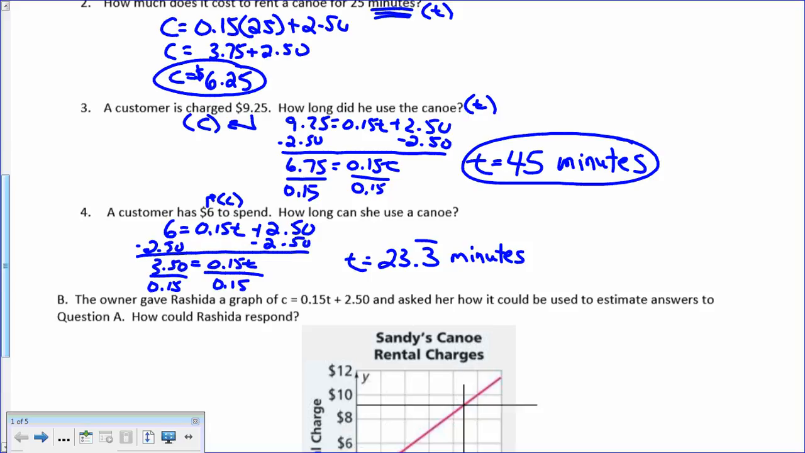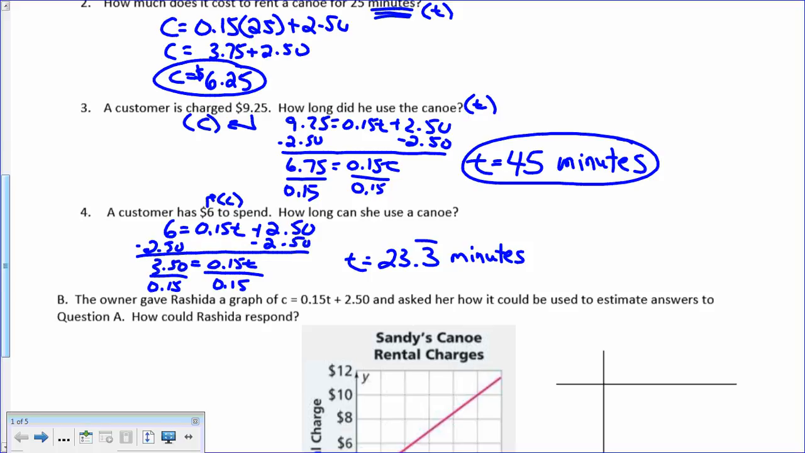And if you really want to figure out what that is exactly, it's 23 minutes and 20 seconds, because 1/3 of a minute, with 60 seconds in a minute, is 20 seconds. So at 23 minutes and 20 seconds, you will have spent your $6. If you don't have any more money, you will be in trouble because you've run out then. So have the boat back before then is the best thing I can tell you.